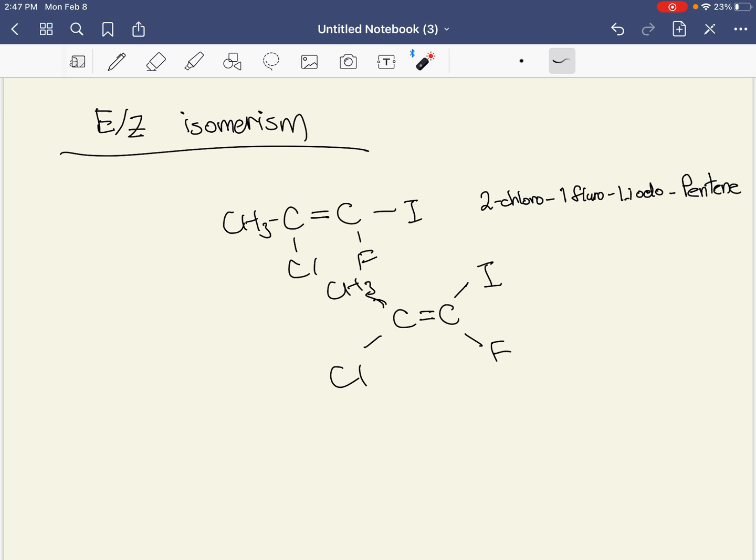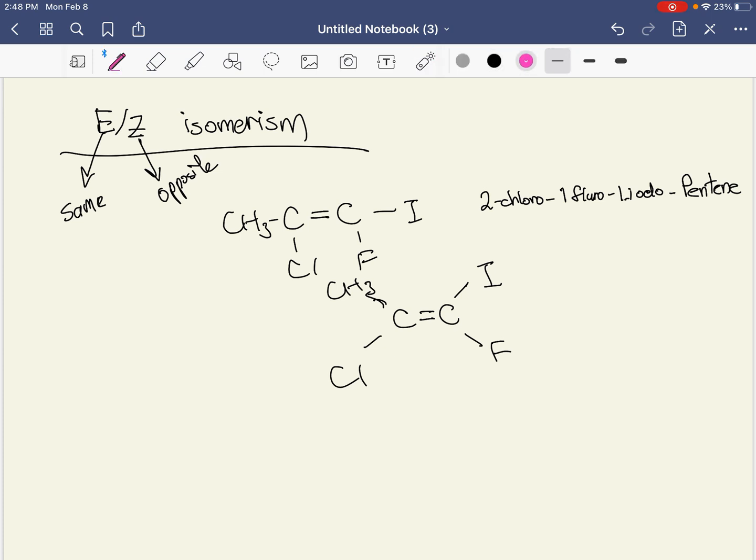Okay, now, the E-Z isomerism, this is how it works. E stands for same. You're like thinking, why isn't it S? And Z stands for opposite. What do you mean by same? What do you mean by opposite? Well, molar mass is the key.